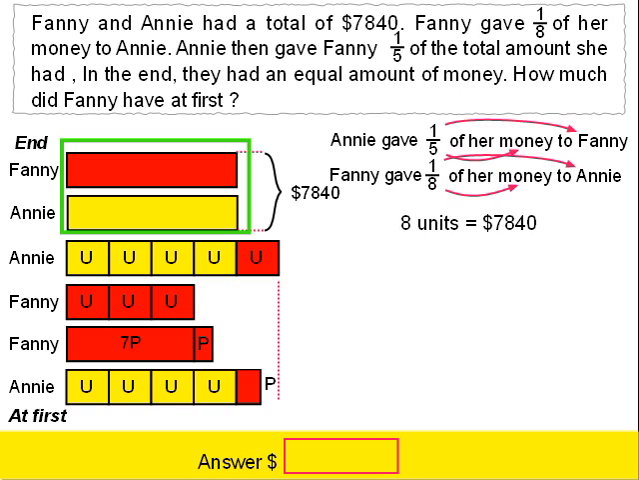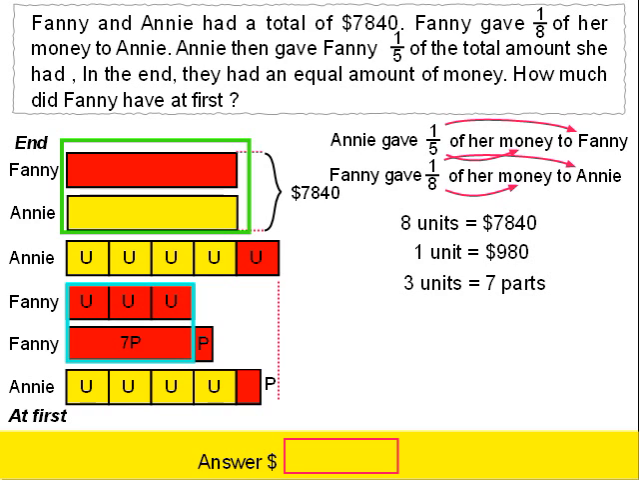Now, by looking at this, we know that 8 units is equal to $7,840, and by taking 7,840 divided by 8, you will get 1 unit to be $980. Then looking at this part of the model, we know that 3 units is equivalent to 7 parts. So we find out what is 3 units. 3 units is equal to 980 times 3, which is equal to 7 parts, and you get 2,940 for 7 parts.